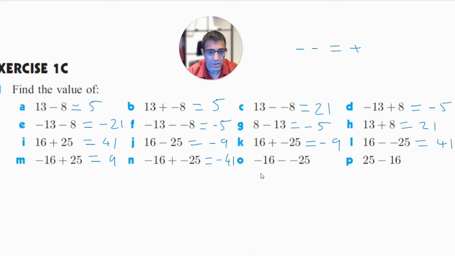And we've only got a couple of questions to go. Minus 16 plus 25 here because minus minus is a plus. So that's a 9. And then 25 take away 16. Well, that's also 9 because I'm just taking 16 away from 25. Okay, so that's it. That's how you add negative numbers. It's not all that bad.